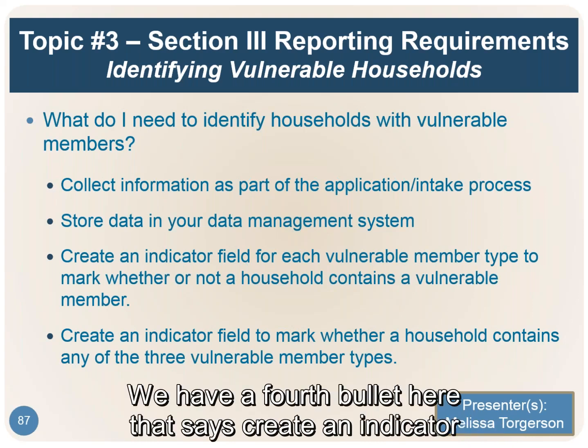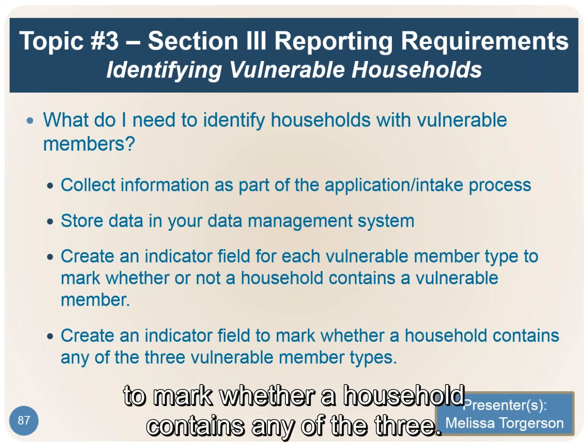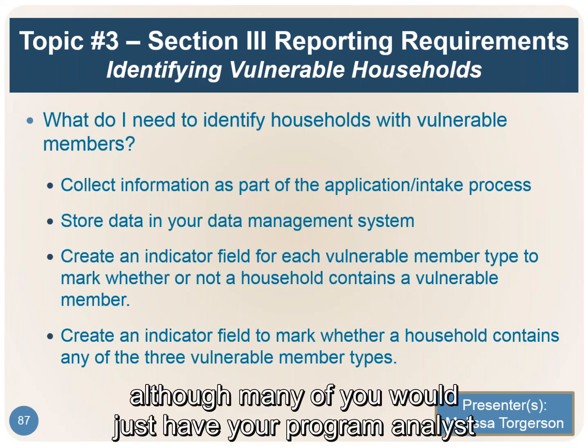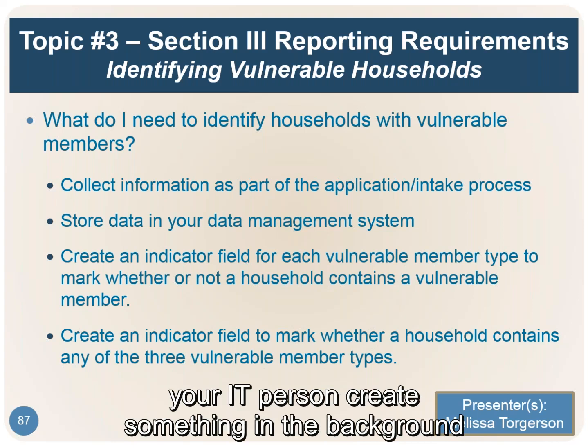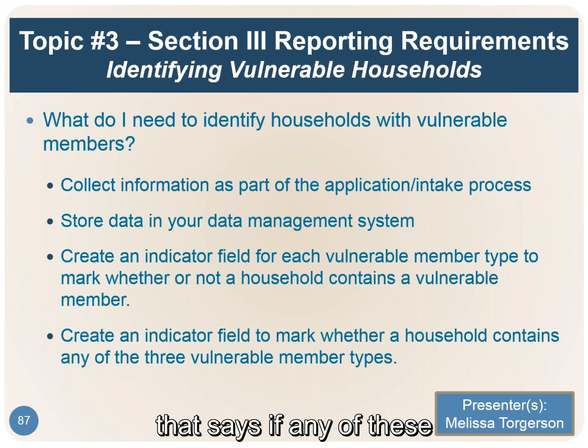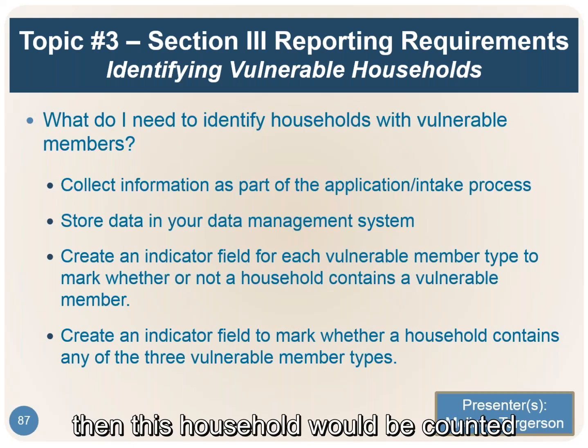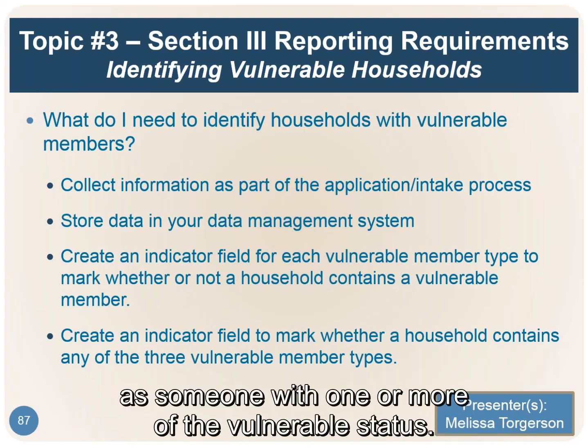We have a fourth bullet here that says create an indicator to mark whether a household contains any of the three. You can do that, although many of you would just have your program analyst or your IT person create something in the background that says if any of the three vulnerable categories are checked, then this household would be counted as someone with one or more of the vulnerable status.